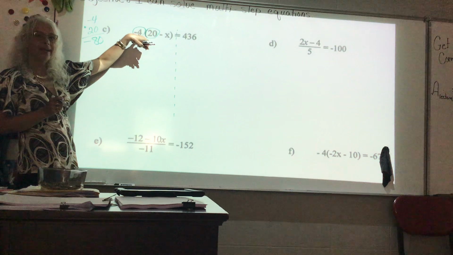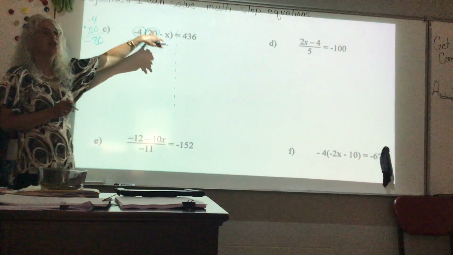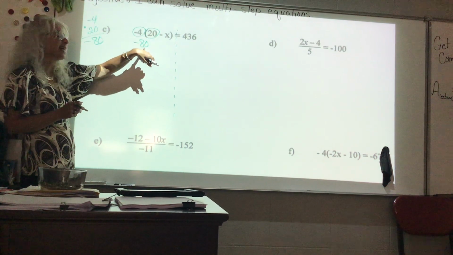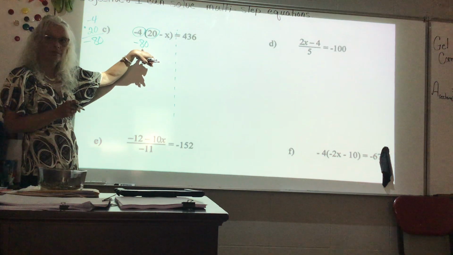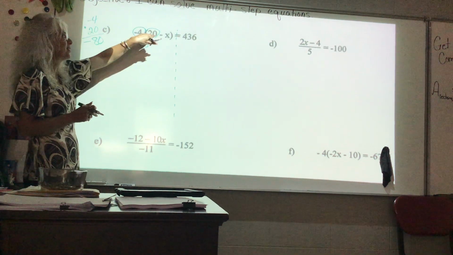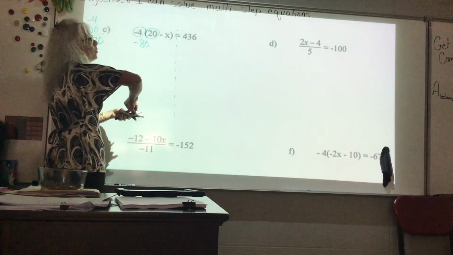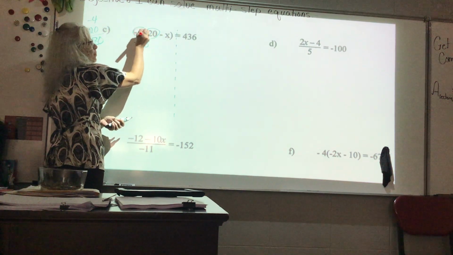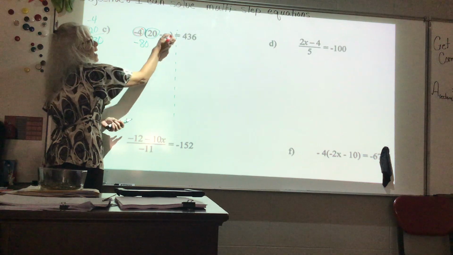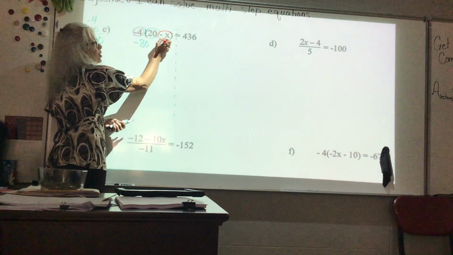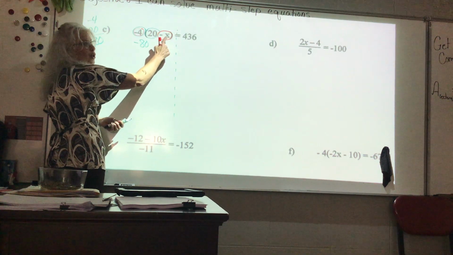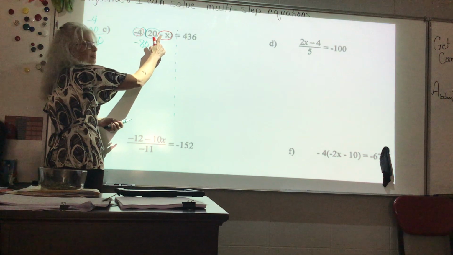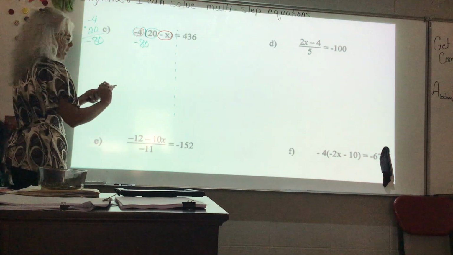Did the 4 have an X? Nope. Did the 20 have an X? Nope. So is my -80 gonna have the X? No, because that's not the variable term, that's the constant term. Now, we have another term inside the parentheses, so I'm gonna take the number in front of the parentheses and multiply it by my second term. Make sure you circle the plus or minus sign in front of that term.